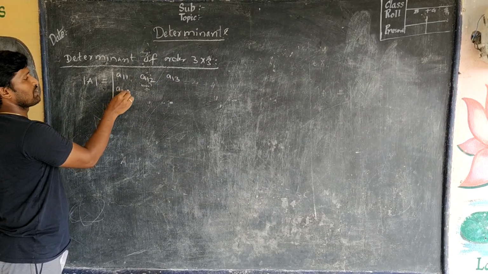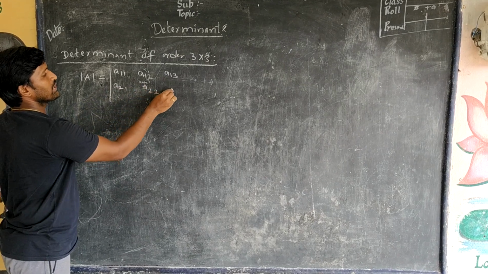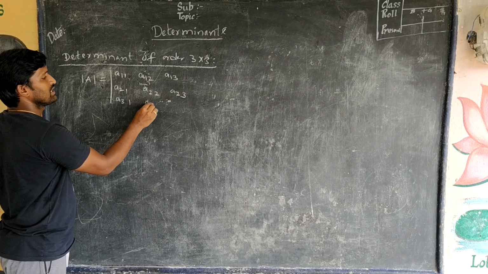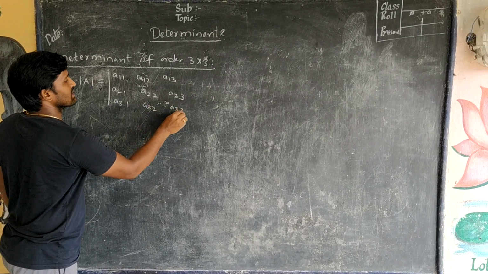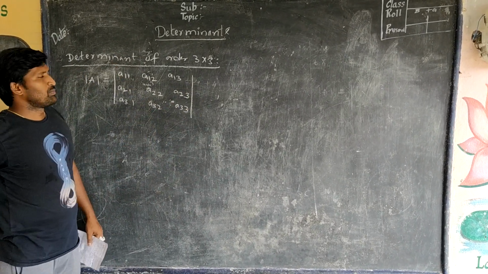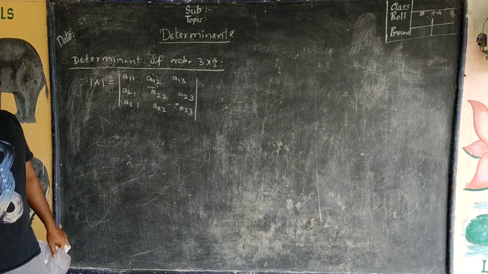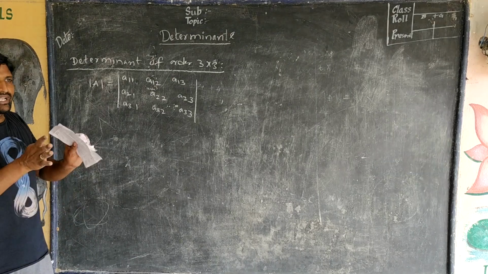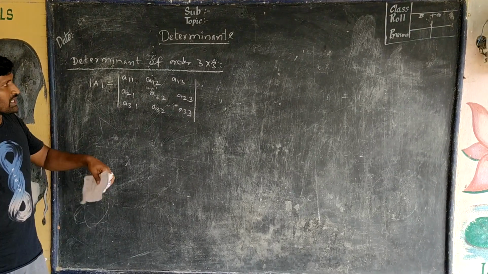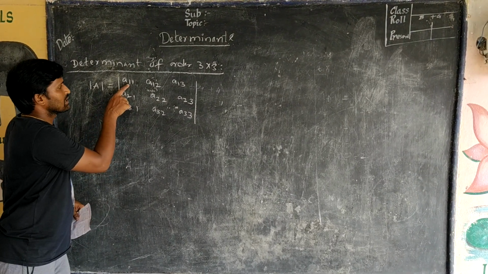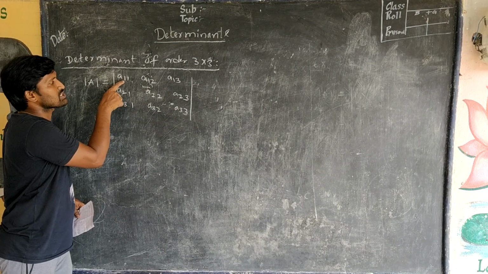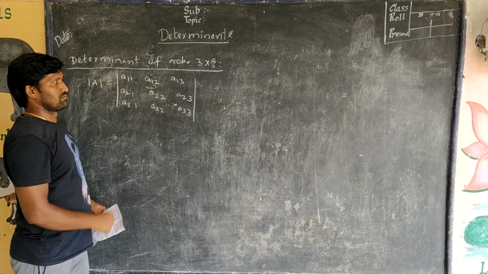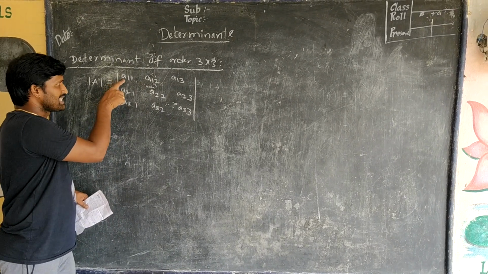Next, second row elements A21, A22, A23. Next, A31, A32, A33. Before evaluating this determinant, we should learn how to expand it. We have only learned the 2 by 2 matrix determinant value. Here, A11 means first row, first column; first row, second column; first row, third column. Now we need to identify the sign here.